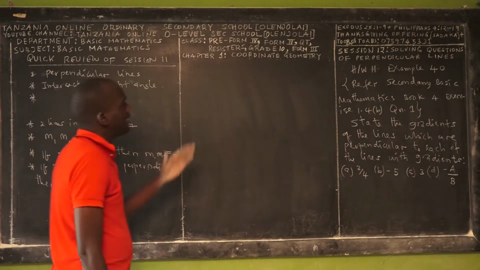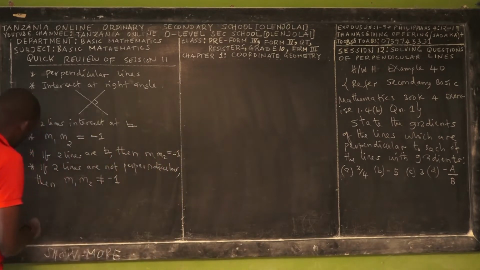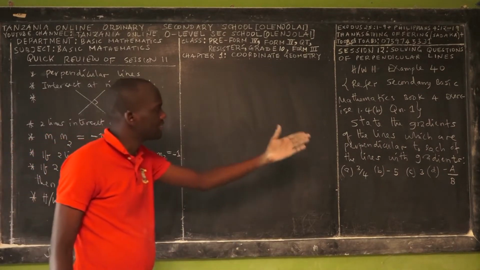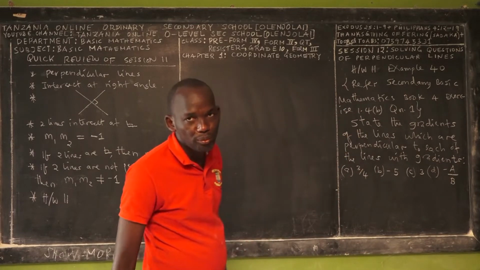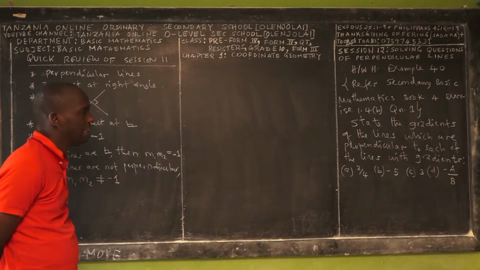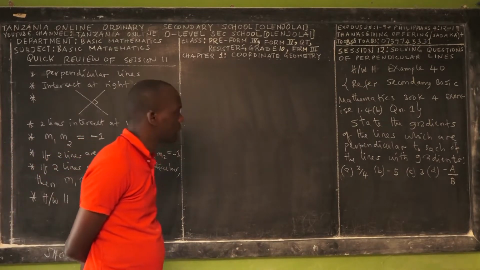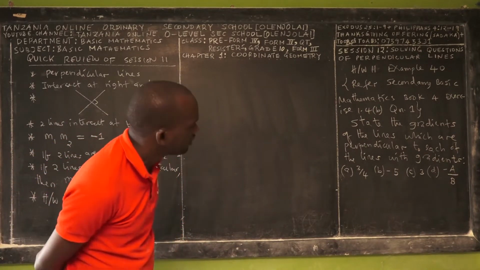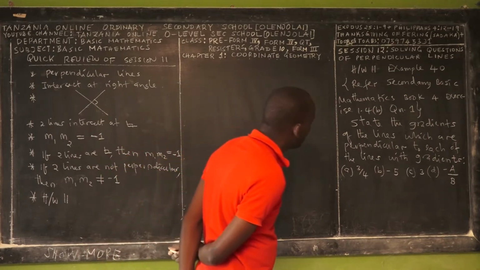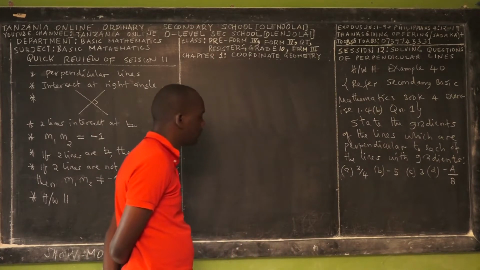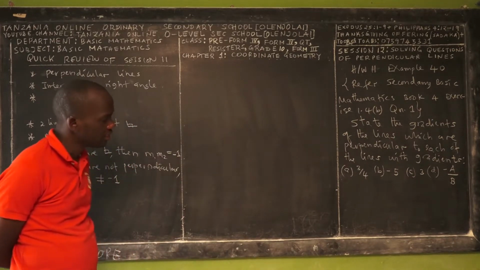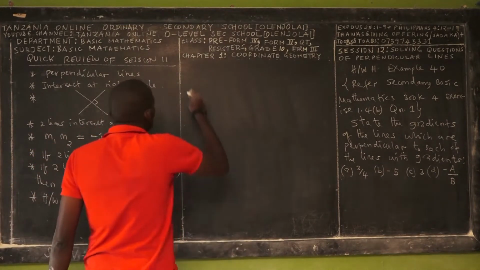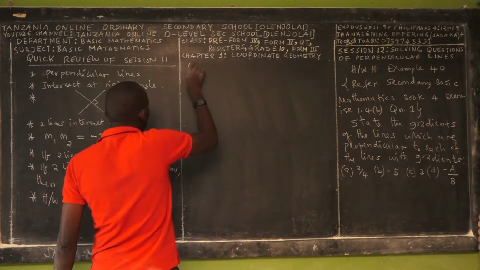Okay, so then we left homework 11. Homework 11, which is example 40, which we took from the second recommended book for learning based mathematics, secondary based mathematics book 4, exercise 1.4b, question 1. State the gradients of the lines which are perpendicular to each of the lines with gradients: a is 3 over 4, b is -5, c is 3, and d is -a over b. So right now, let us go into correction.